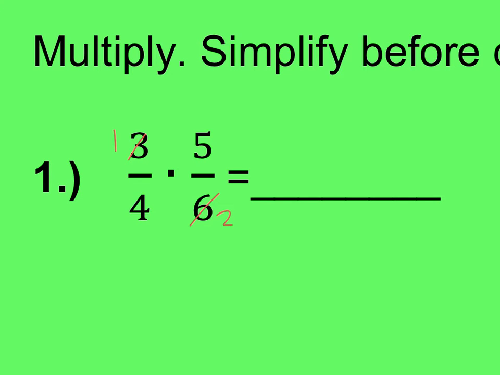And now we're going to multiply, and then we won't have to simplify when we're done because we already did it. 1 times 5 is 5. 4 times 2 is 8. This becomes 5/8. So you see it in that simplest form. And so you see, if I would have not simplified first, I would have got 15 over 24, which, the numbers just could get bigger, and that's harder to simplify for some of us because the numbers are larger and there are more factors.